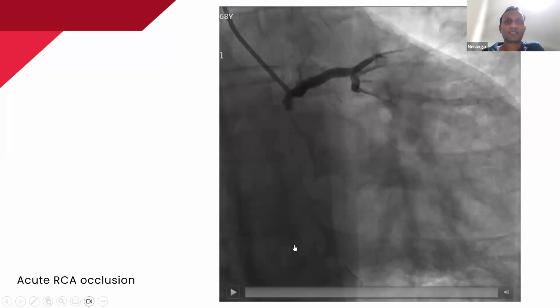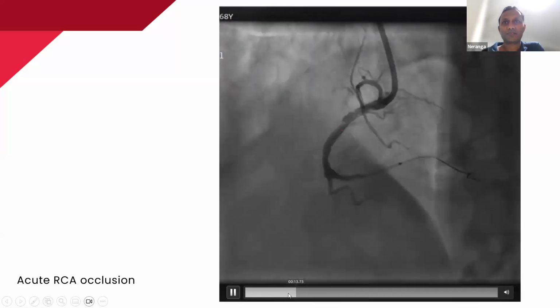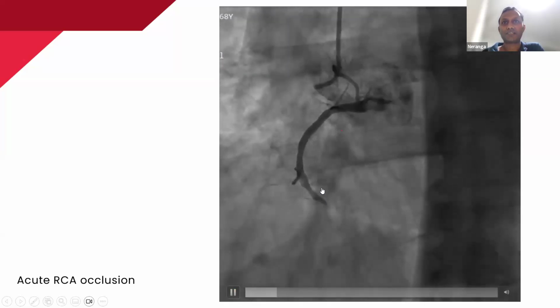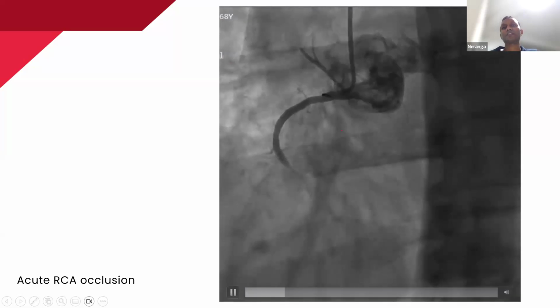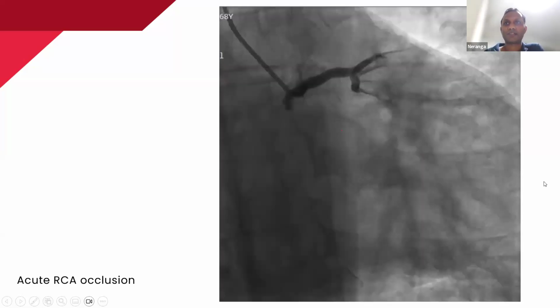But this is an acute RCA occlusion. You can see the RCA is cut off from here. There is no distal flow. So revascularization has to be done. Okay.